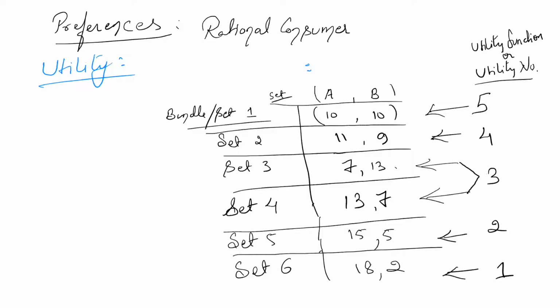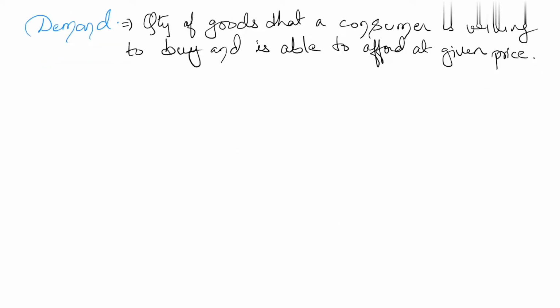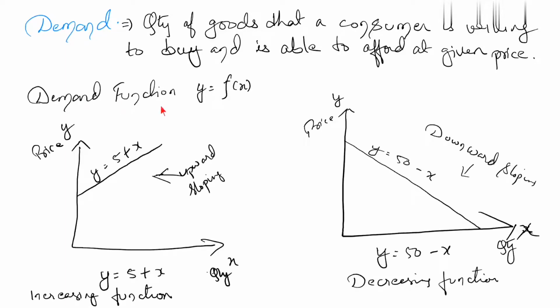Up to now we have studied that the quantity of goods that the consumer chooses optimally depends on the price of the goods itself and price of other goods, the consumer's income and her taste and preferences. Now what is demand? It is the quantity of goods that a consumer is willing to buy and is able to afford at a given price. It is known as demand. Now consider a function y is equal to f(x). In demand function, x is an independent variable and y is a dependent variable. When we plot it in two-dimensional figure, we put price in vertical direction and quantity in horizontal direction.